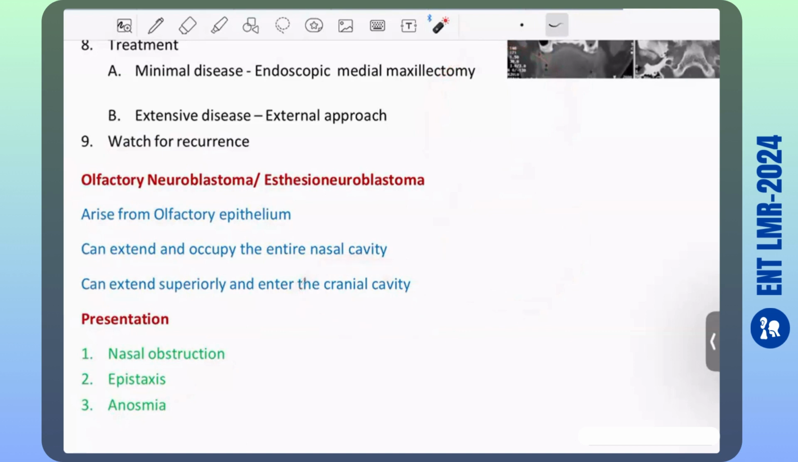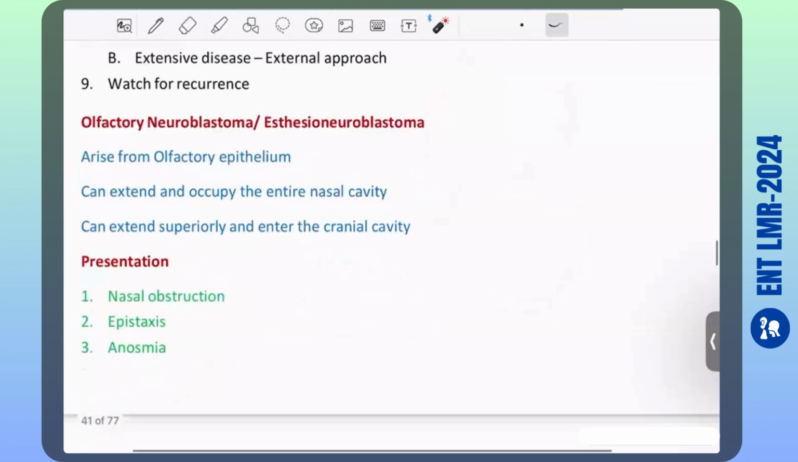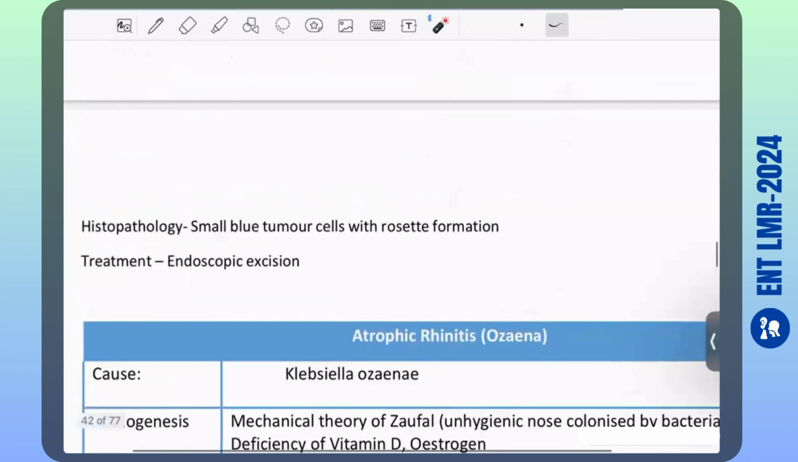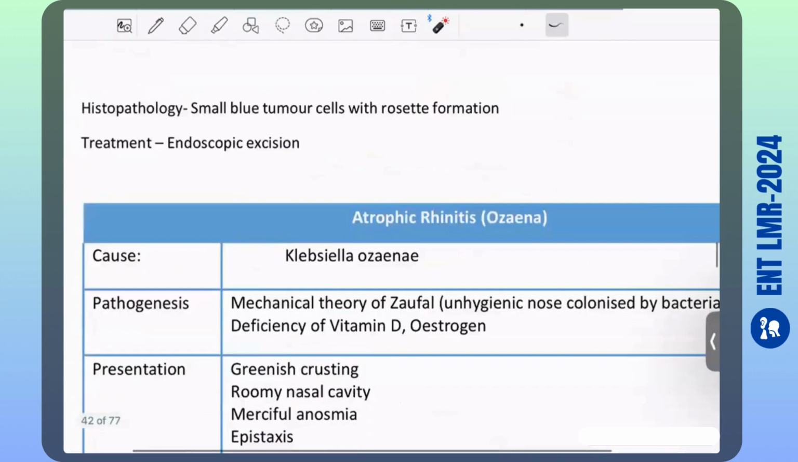Previously it was called neuroblastoma. Presentation I have told you. The histopathology they may ask: small blue tumor cells with rosette formation. Treatment is endoscopic excision.